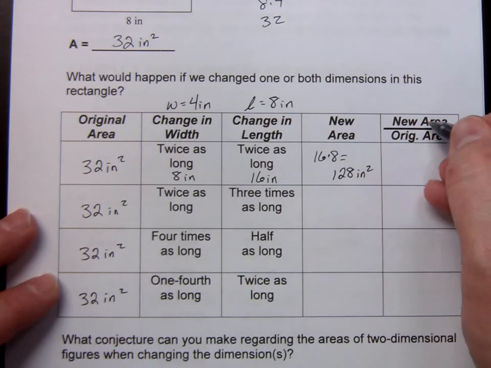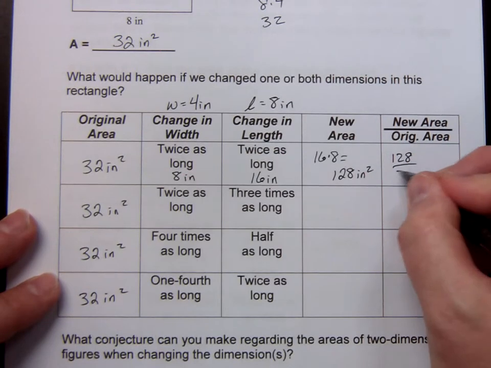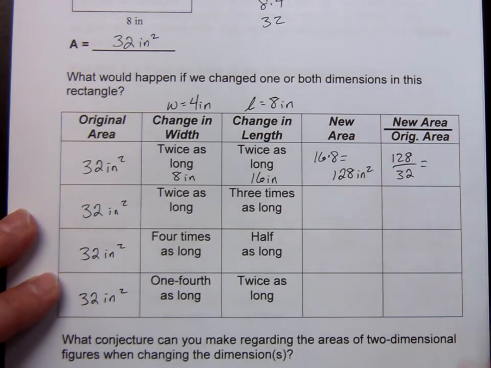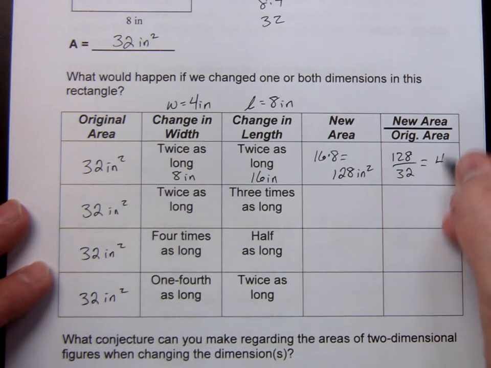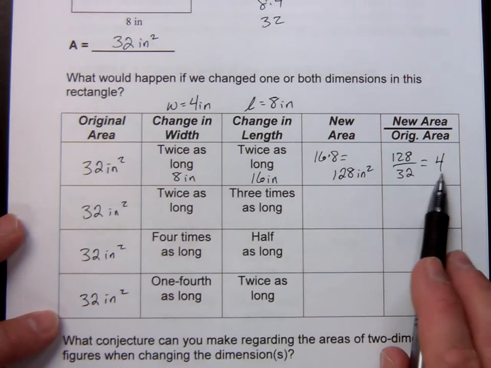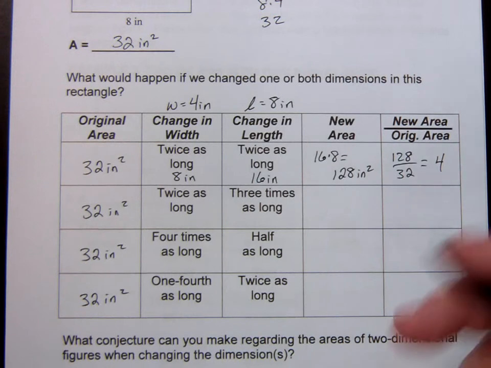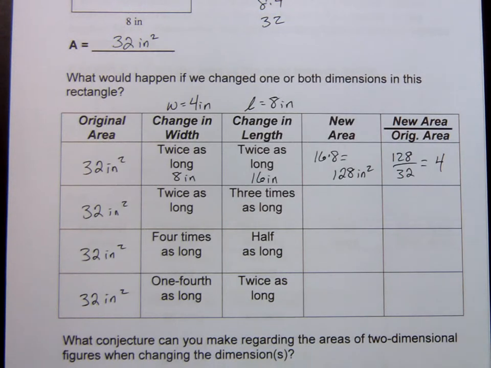We can find out by taking our new area and dividing it by the original area, and 128 divided by 32 is 4. So by making the width twice as long and the length twice as long, we actually multiplied the area by 4. We quadrupled the area. Okay, let's do a few more, and then we'll see if we can pick up on the pattern here.